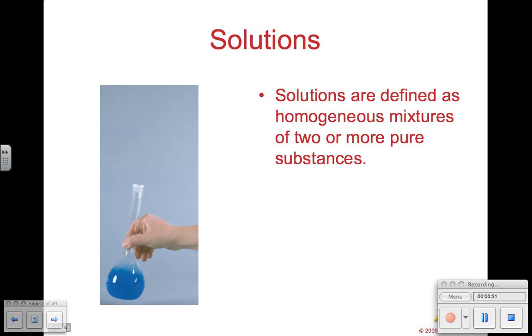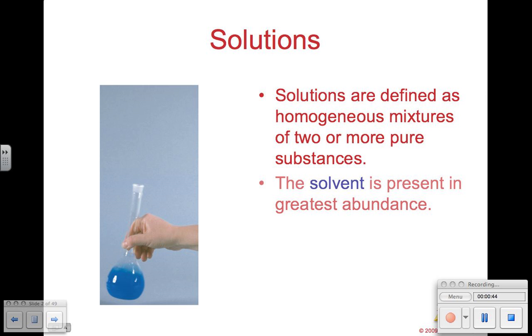So solutions are easily defined as mixtures of two or more pure substances. Typically you're using water and something else dissolved in there to make a solution. The solvent is present in the greatest abundance, and the solute would be all the other things that are not in the greatest abundance. Most of the time the solvent is H2O, and all the other substances dissolved in there are not.